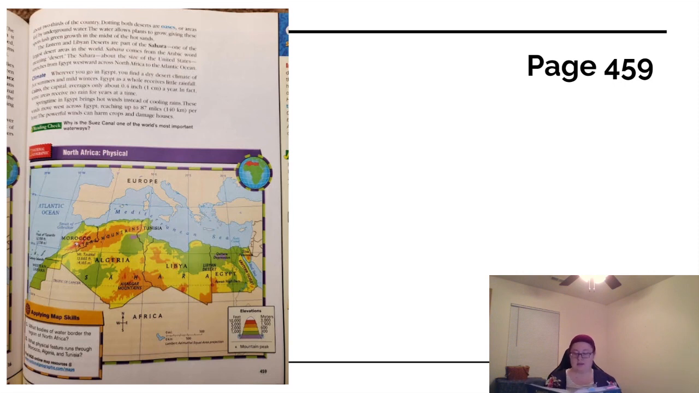The eastern and Libyan deserts are part of the Sahara, one of the largest desert areas in the world. Sahara comes from the Arabic word meaning desert. The Sahara, about the size of the United States, stretches from Egypt westward across North Africa to the Atlantic Ocean.